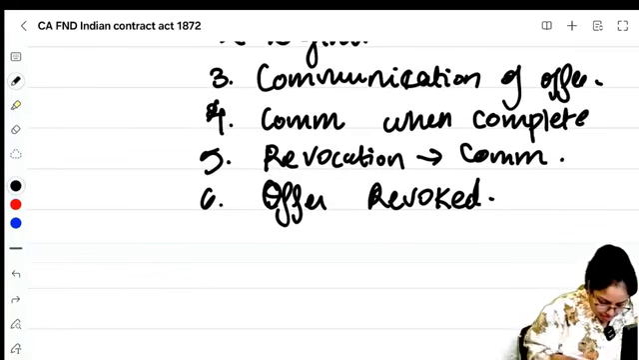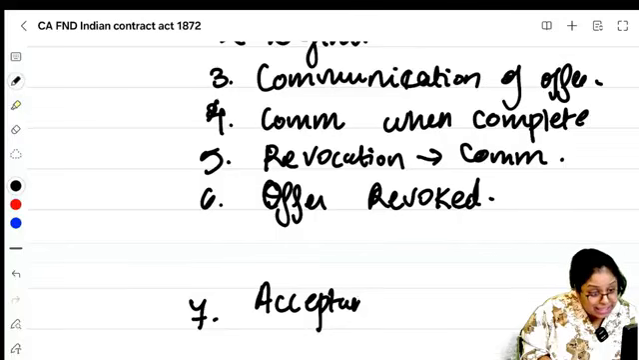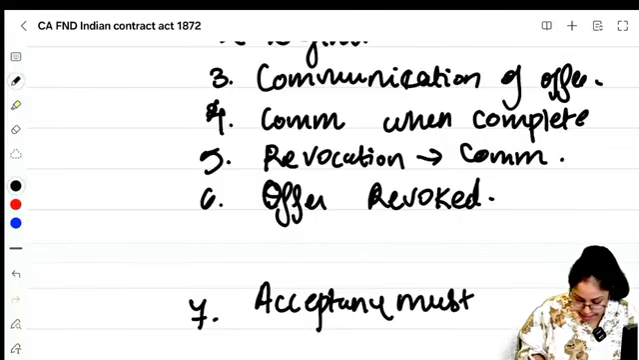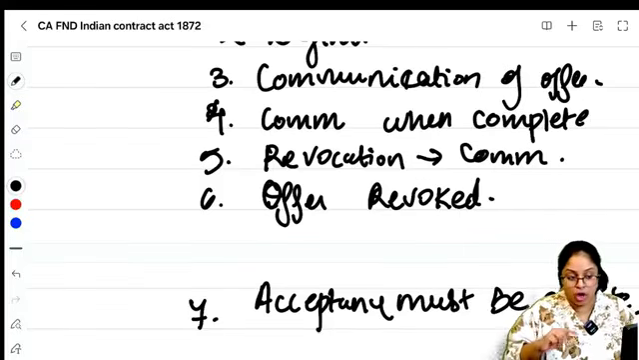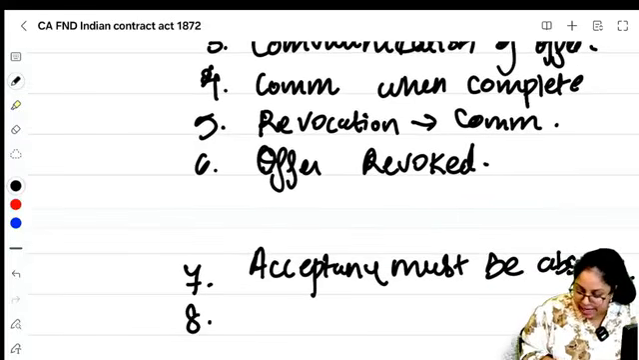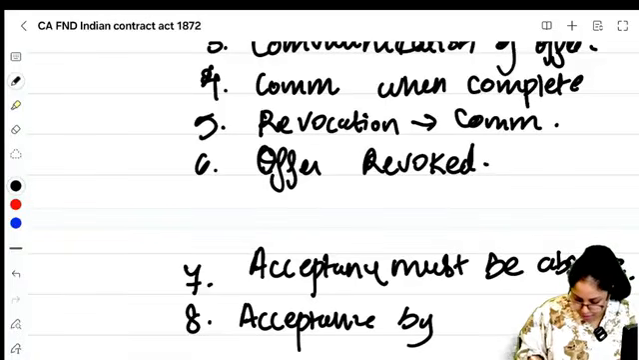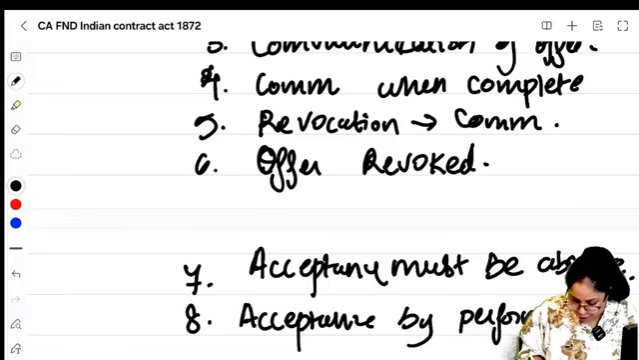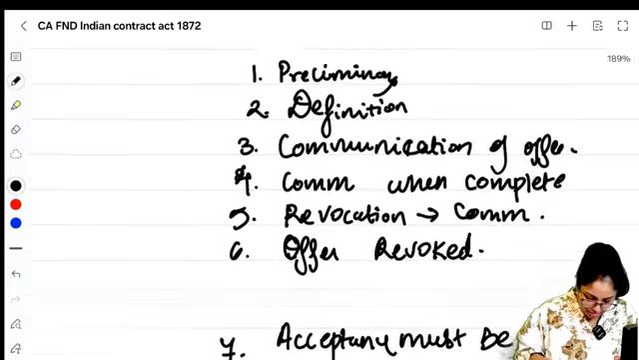Section 7. நான் இப்போதைக்கு எழுதுறேன். Try to remember. Section 7 is what, you know? Acceptance must be absolute. அப்படினா it should not be conditional. There should be no counter offer. Section 8 is acceptance by performing conditions. If you fulfill certain conditions, you will accept the offer. Okay? Section 9.